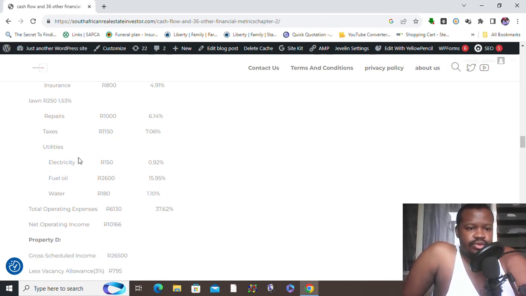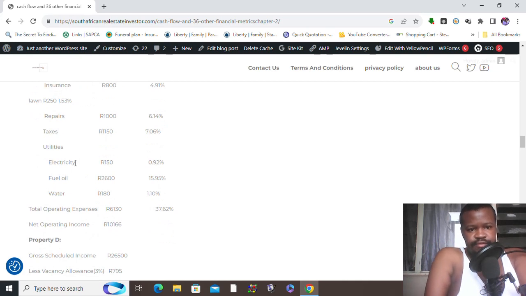1,157. Where the utilities are electricity 450 Rand, which is 0.92%. Fuel oil, which is 2,600 Rand. Water is 180 Rand, 1.10%. Where the total operating expenses are 6,130, which amounts to 37.62%. The net operating income is now 10,166.